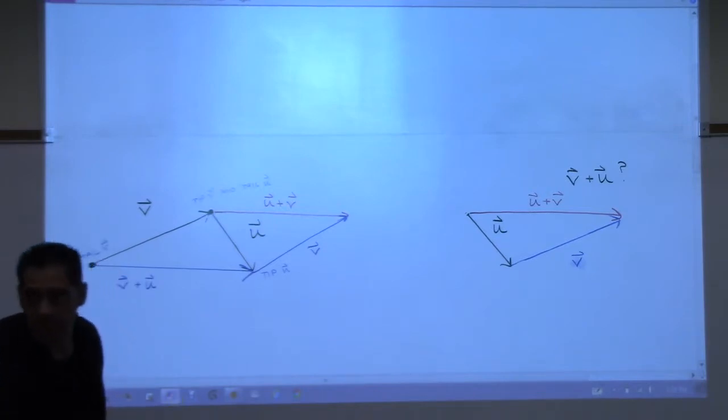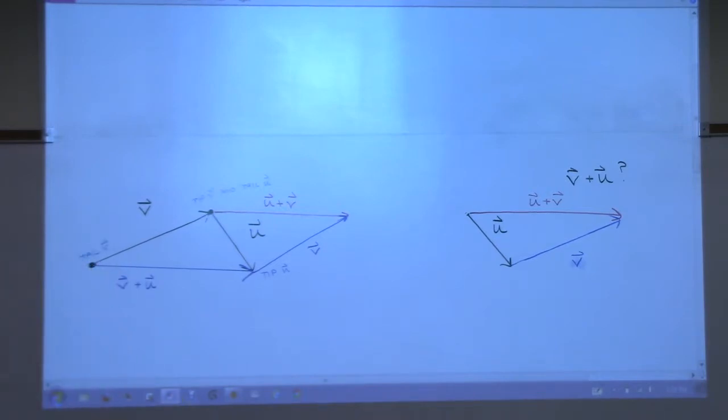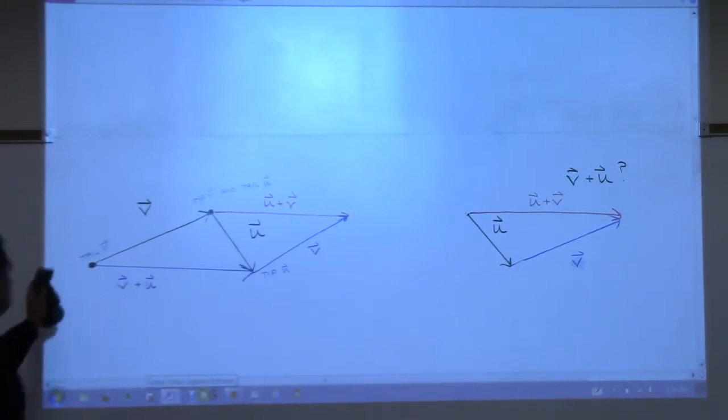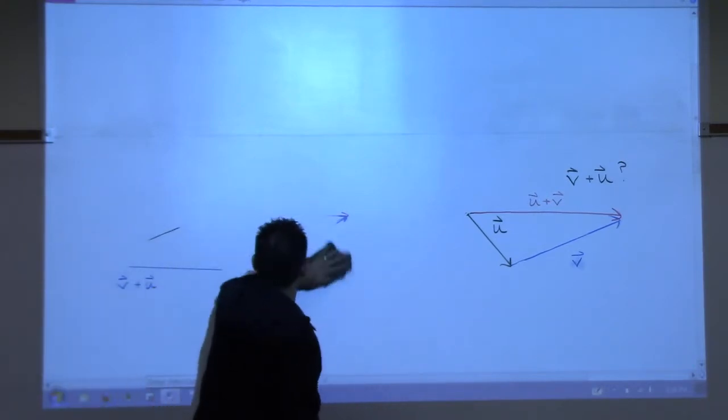Questions? Yes? So whenever you're adding two vectors, it's always going to be tail to tip? Yes, always tail to tip. But the order doesn't matter. With addition, the order doesn't matter. Okay? Yes? Are there ever negative values? Yes, we're about to get to that. Yep. So let me do another example here.